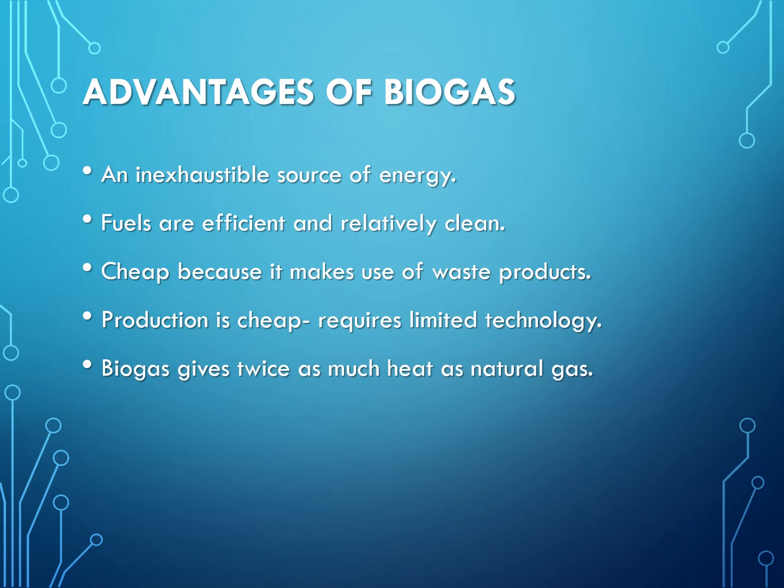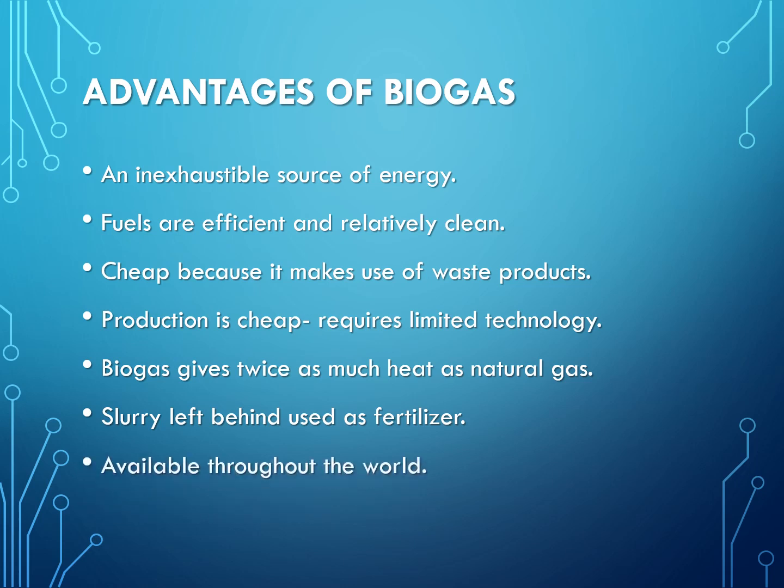Then biogas, I've talked about this earlier. Biogas gives twice as much heat as natural gas, so it is very effective and very efficient. Then the slurry that is left behind, I've also talked about this. You still use it as a manure, and this time, because it is even more broken down, it becomes an even more effective form of manure. And then it is available everywhere there is biomass. There are remains of animals, remains of human beings. We have too much of organic materials, wastes. All these are available everywhere, and therefore biogas can be produced anywhere.